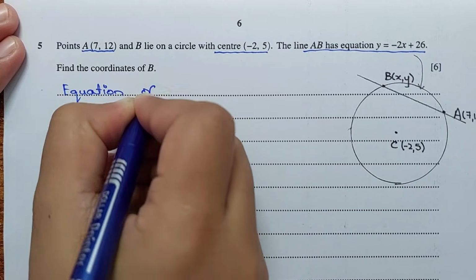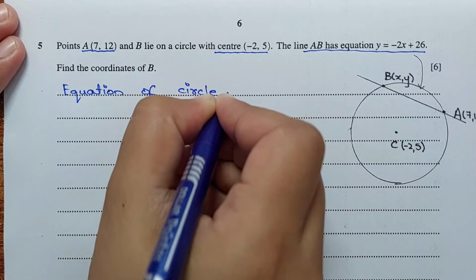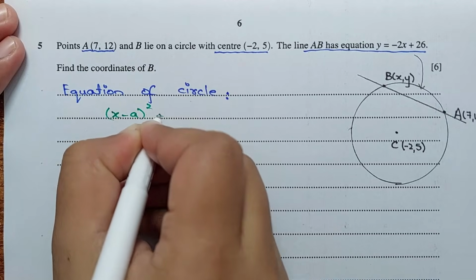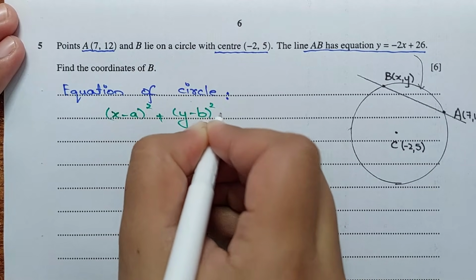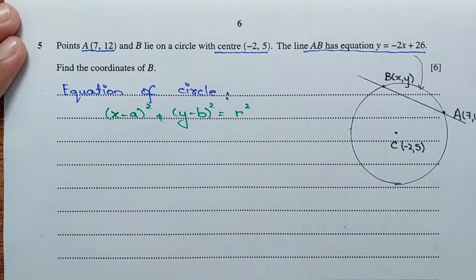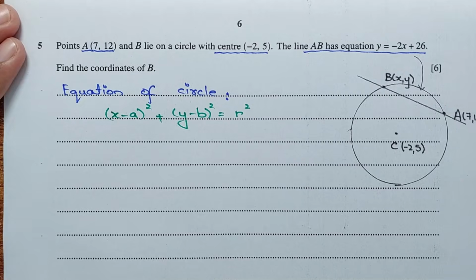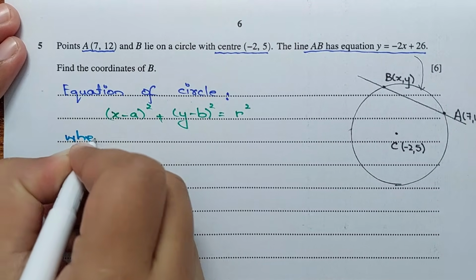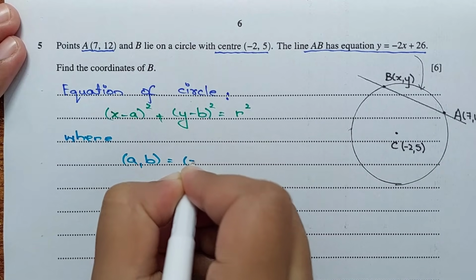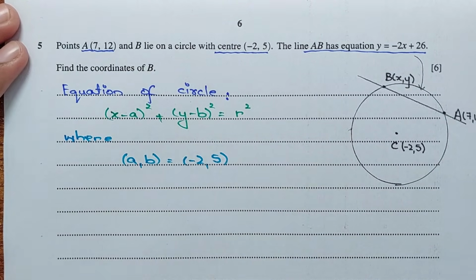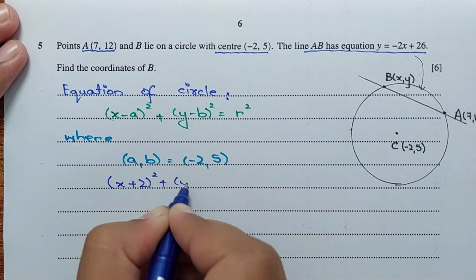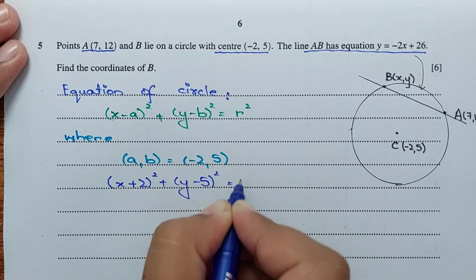Equation of circle. Equation of circle is (x − a)² + (y − b)² = r². So a and b are the center. The a value is −2 and the b value is 5. Here a and b is the coordinate of the center, which is (−2, 5). So let me plug this in. We can say (x − (−2))², which is (x + 2)², plus (y − 5)² equals r².